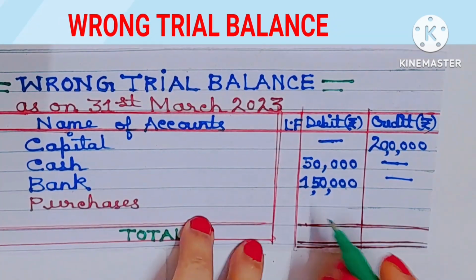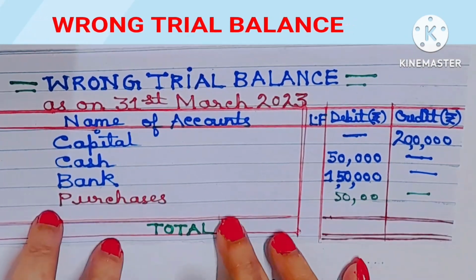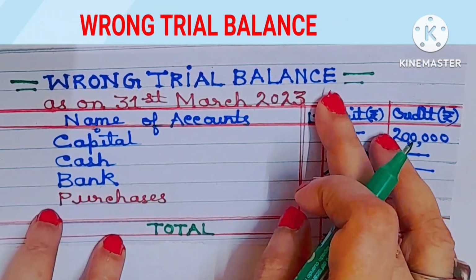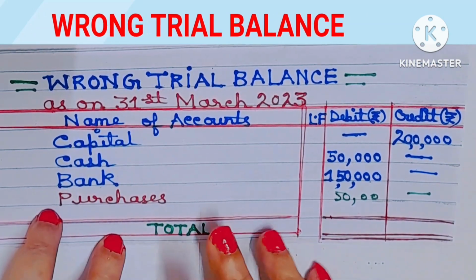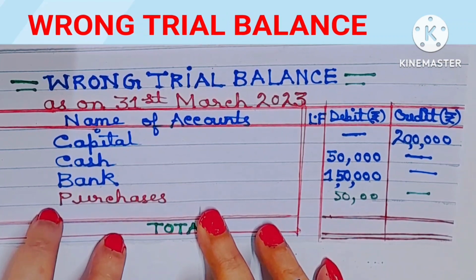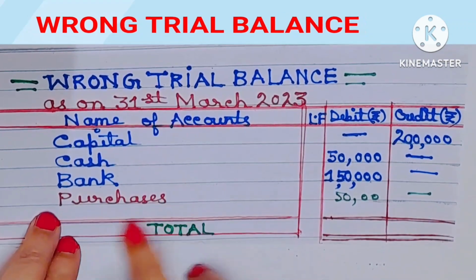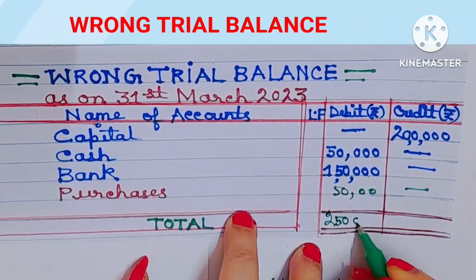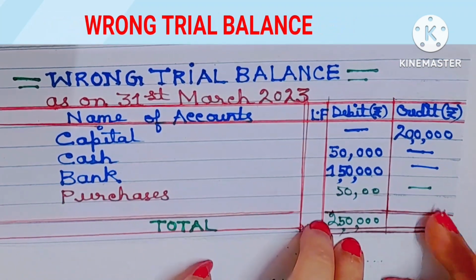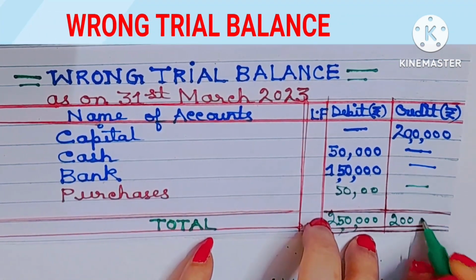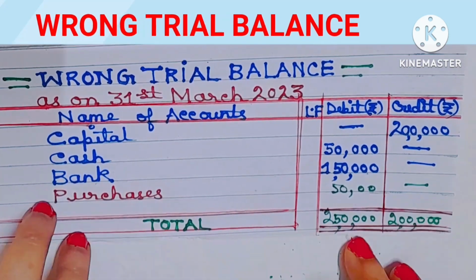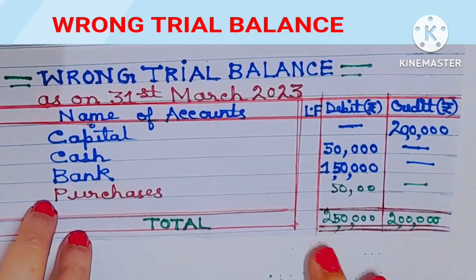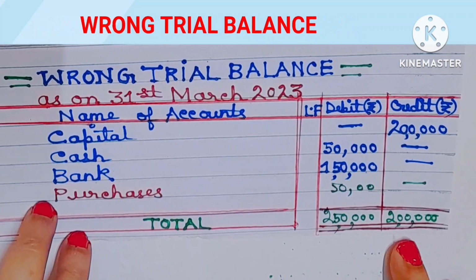Purchases account debit 50,000, we're writing. Okay. There is no Nikita account in the wrong trial balance. See, this is the wrong trial balance. There is no Nikita account in the trial balance because 50,000 was not posted in the Nikita account. Let's see the total of the debit column: 2,50,000. Let's see the total of the credit column: 2 lakhs. See, the total of the trial balance did not agree. The total of the debit column is 2,50,000. The total of the credit column is only 2 lakhs.